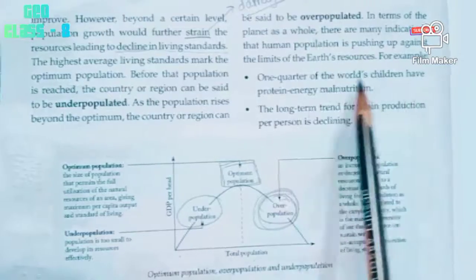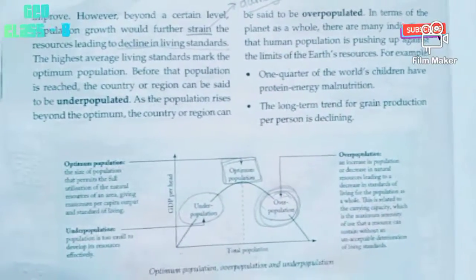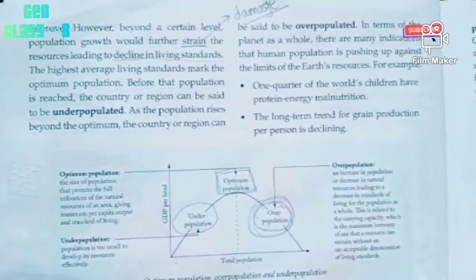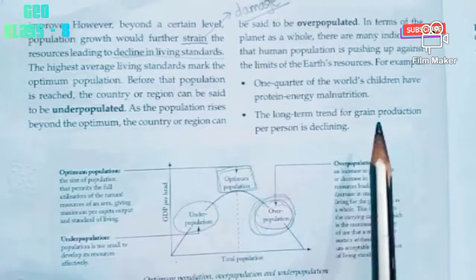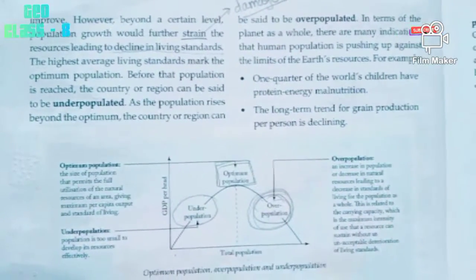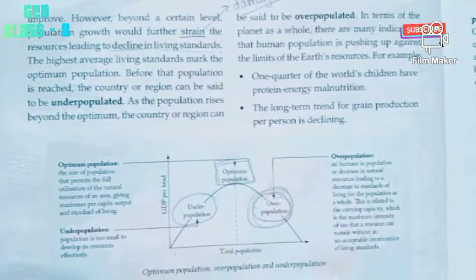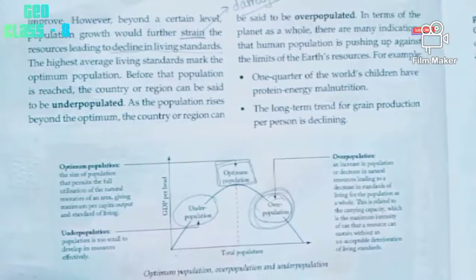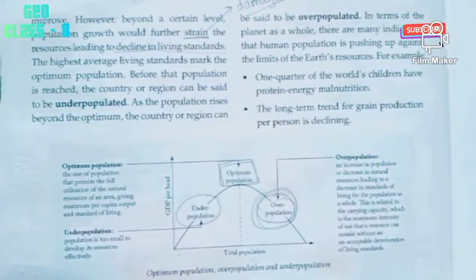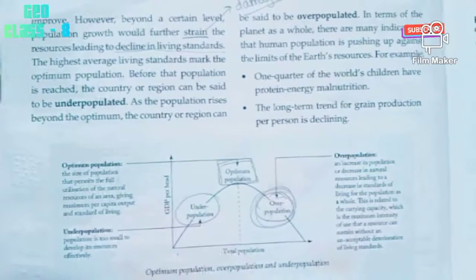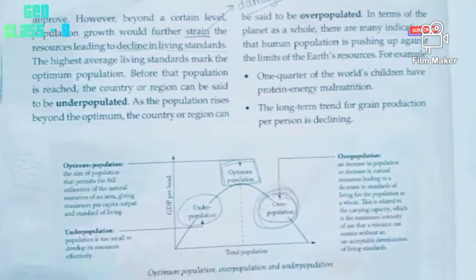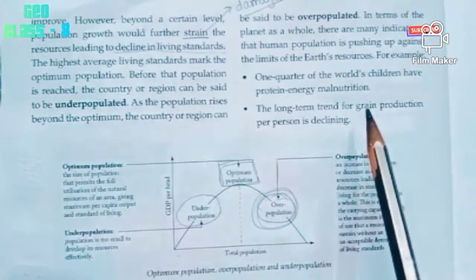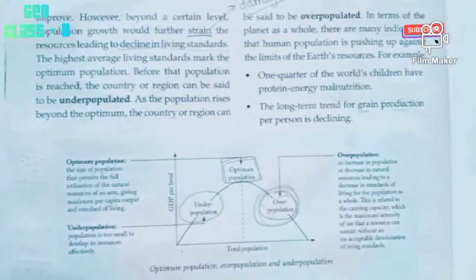1/4 of the world's children have protein energy malnutrition. Most of the children are not getting the protein and the energy nutrition. The long-term trend for grain production per person is declining as forests are being cut for agriculture and more land is being used for industry setup and for habitation. There is a gradual decline in the growth of agriculture products. So definitely the grain production also declines.